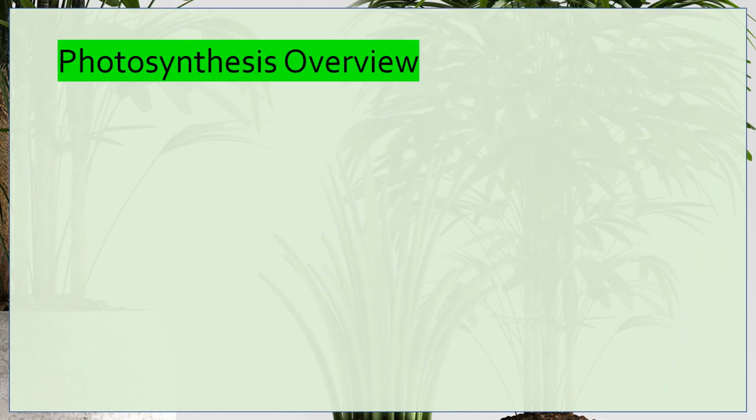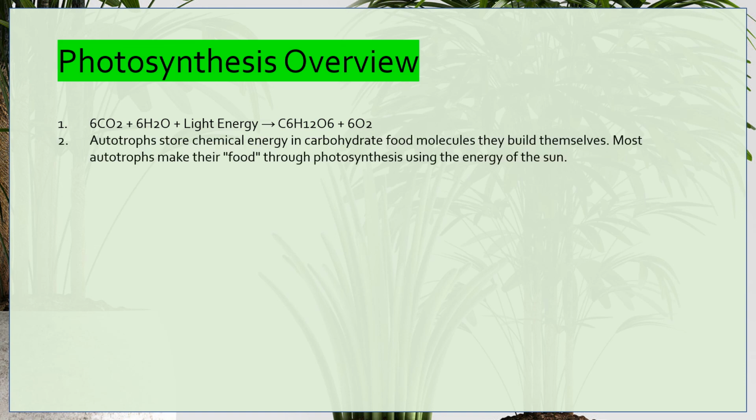As an overview and summary of photosynthesis, we have 6 carbon dioxides plus 6 water molecules and light energy give us 1 sugar molecule and 6 oxygen molecules. Autotrophs store chemical energy in carbohydrate fuel molecules they build themselves. Most autotrophs make their food through photosynthesis using energy from the sun. Photosynthesis occurs in the chloroplast, an organelle specific to plant cells.